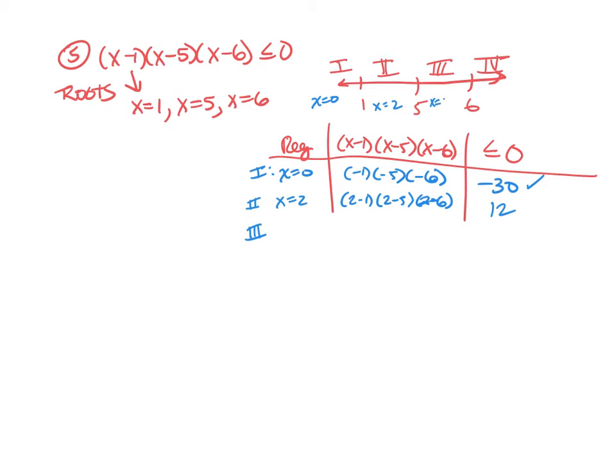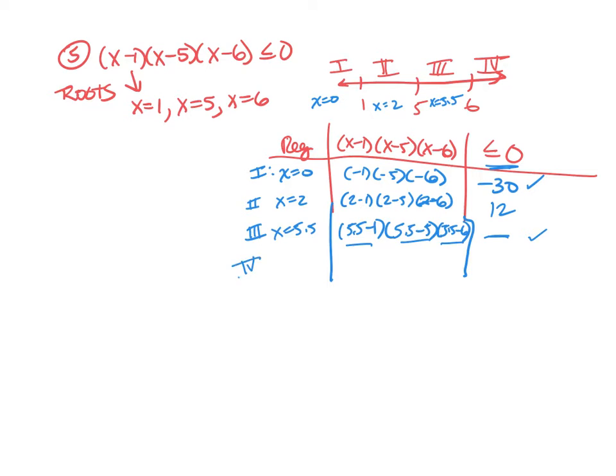Let's look at region 3. Let's pick x is equal to 5.5. 5.5 minus 1. 5.5 minus 5. 5.5 minus 6. So this will be positive, positive, negative. I don't really care about the negative, right? And so this one works.